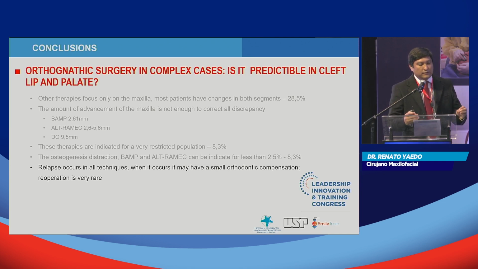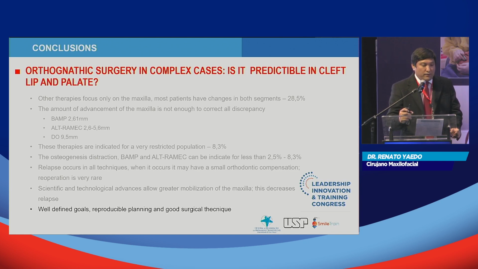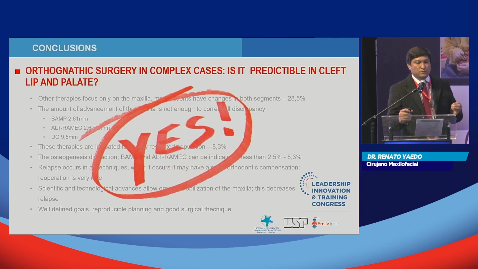And in orthognathic surgeries, when it occurs, it may need small orthodontic compensations, and reoperation in our service is very rare. Scientific and technological advancement allow great mobilization of the maxilla with a very nice final occlusion, and this decreases the relapse. With well-defined goals, reproducible planning, and good surgical technique, I think our answer is yes, orthognathic surgery is predictable in cleft lip and palate patients.